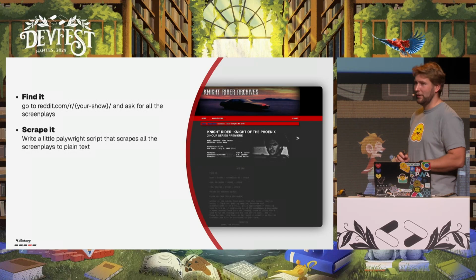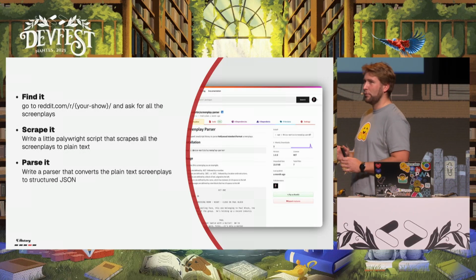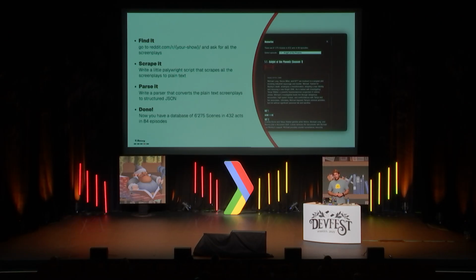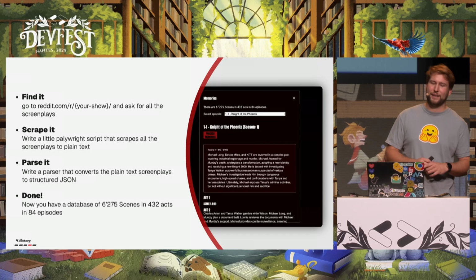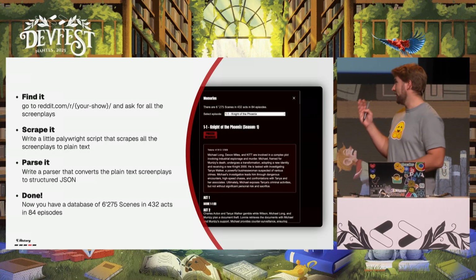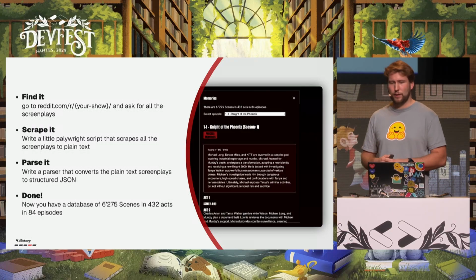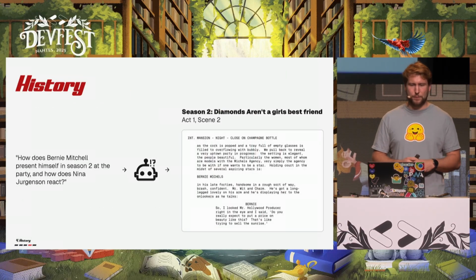Then you will figure out that those screenplays are written in pre-World Wide Web time, so you need to write your own little parser that takes this structure and parses it into structured JSON. And now you're done. You have your 6,275 scenes in 432 acts in 84 episodes that you can put into your database. In my case, I wanted to have them in the IndexedDB.